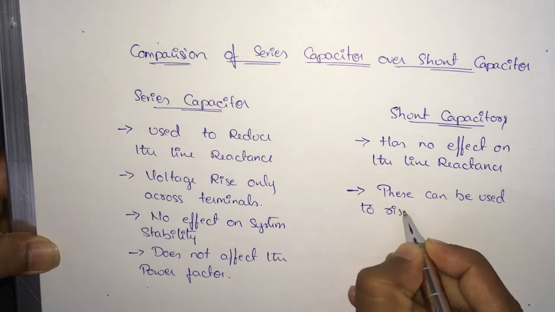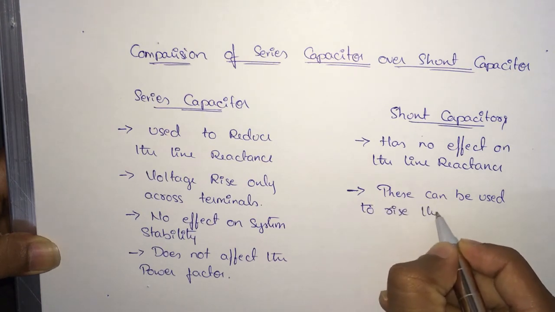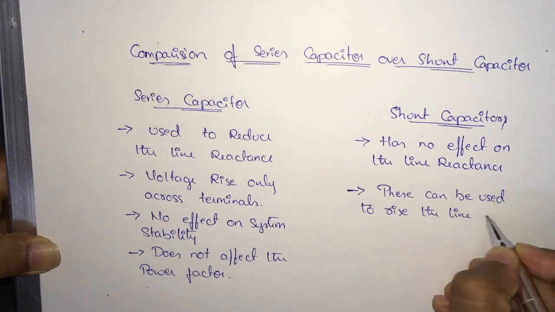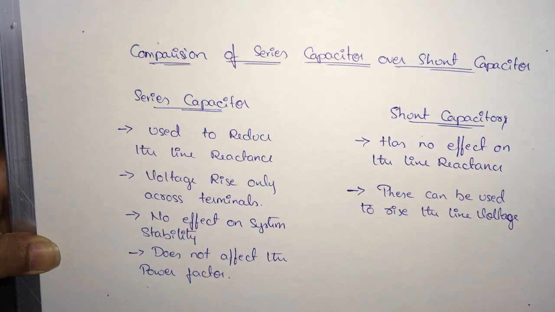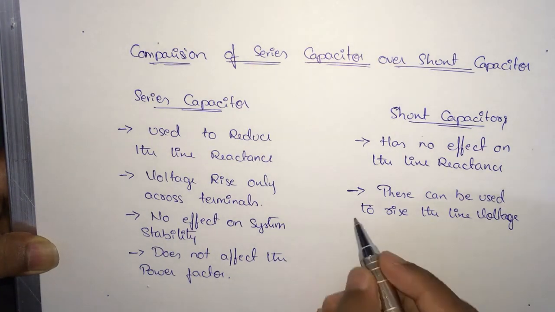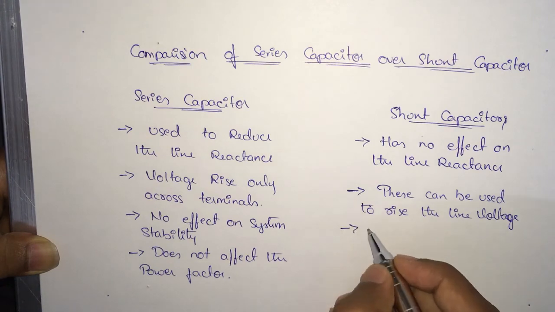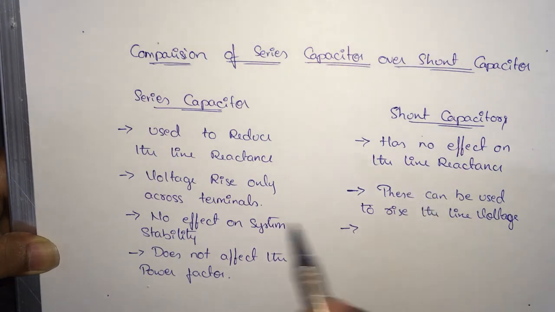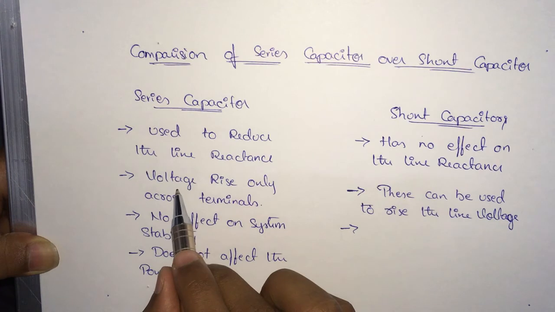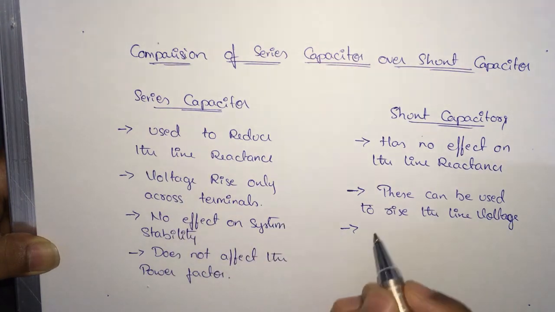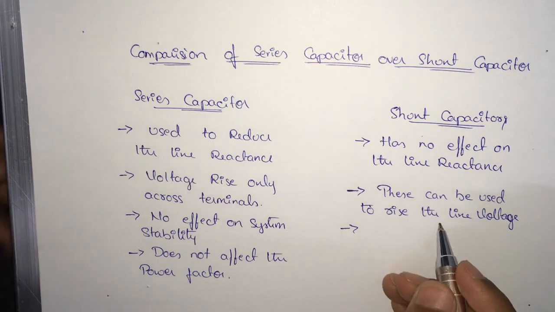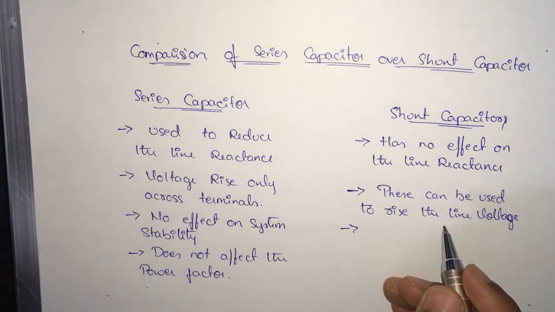These can be used to raise the line voltage, whereas with series capacitors the voltage rise occurs only across the terminals. Here we can increase the line voltage over the system.